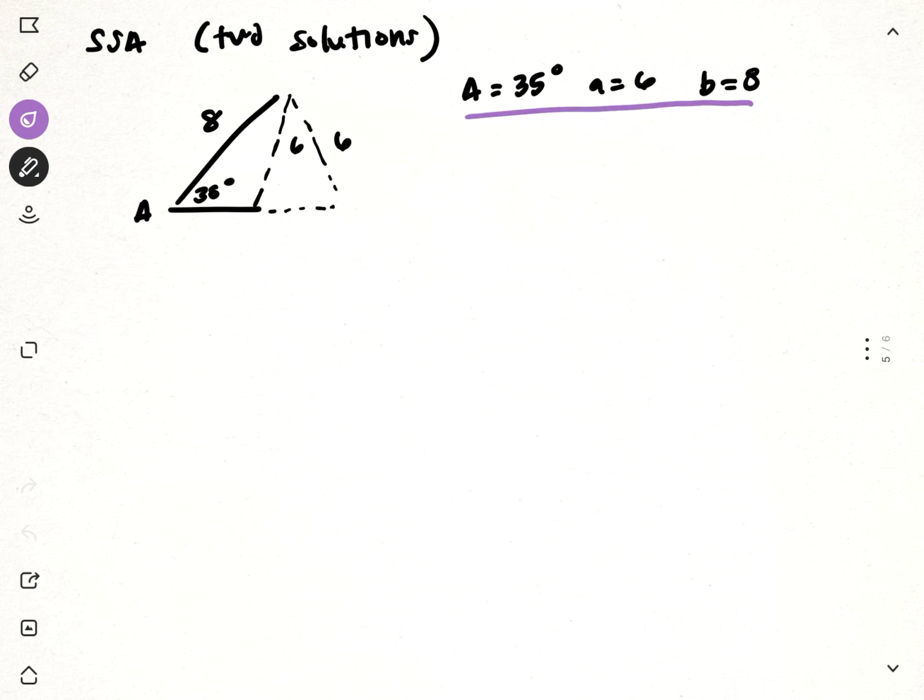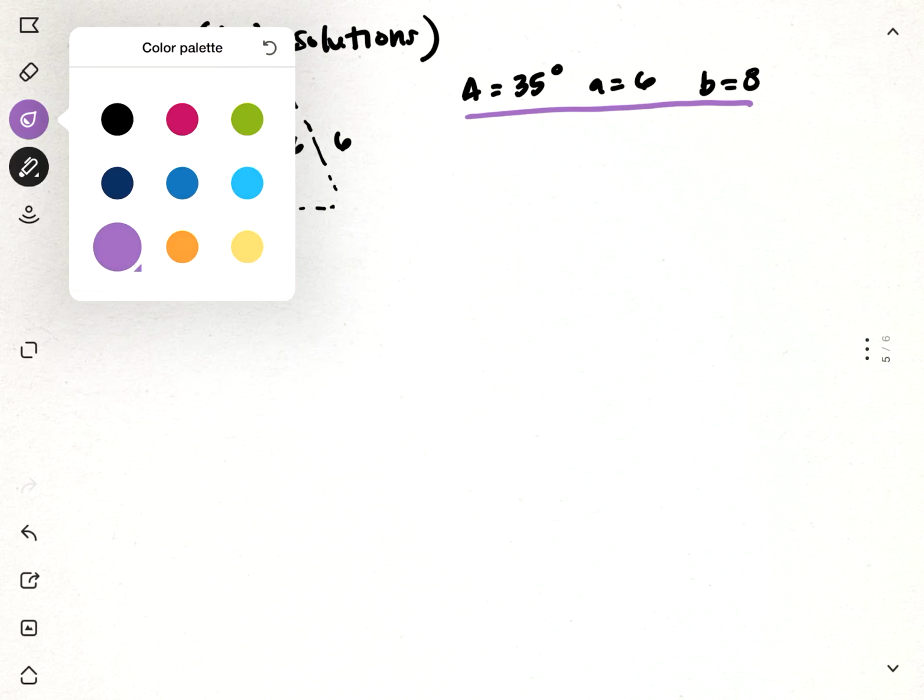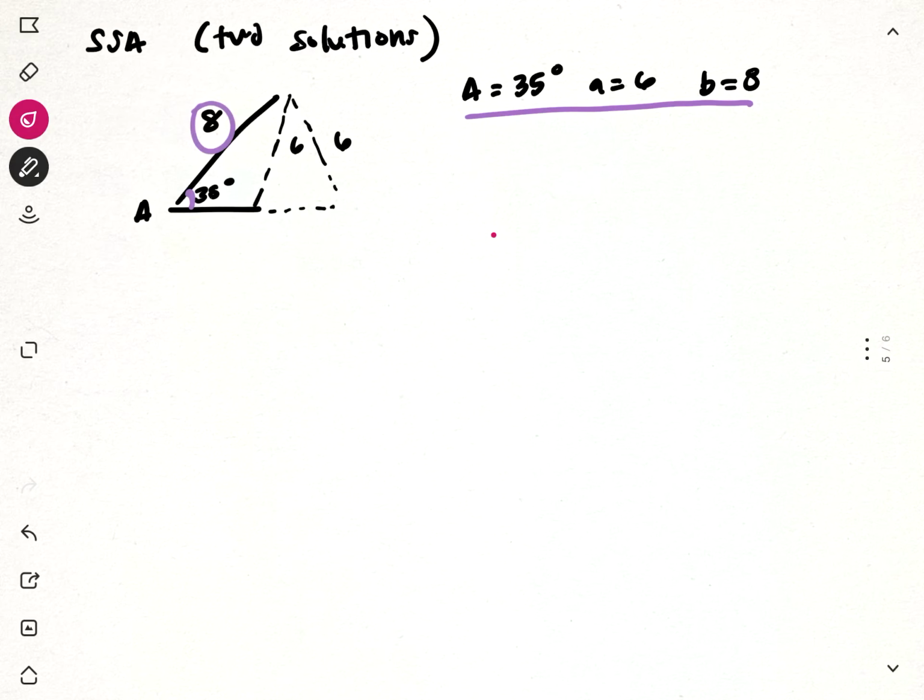The problem with this one is that if we have our 8, it's just one of the sides, our angle 35, and then we know that the opposite side is 6. Because of the way triangles are, there's 2 separate triangles that we could have with an opposite side of our angle A being 6. So one of them is, let's outline it, this triangle here.